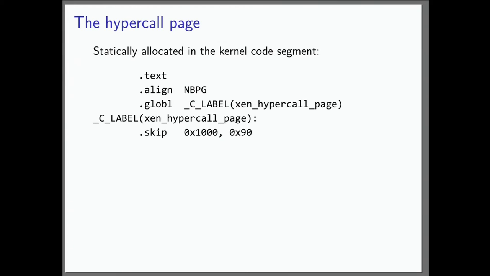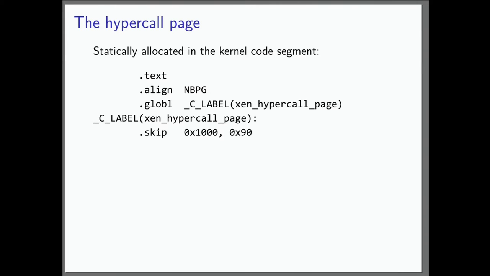Actually, I forgot to update this slide. We're filling it now with a CC instruction, which is an int3. In fact, when the hypervisor maps this page in, it also fills all the blanks with CC, which is a debugging interrupt. If you execute this instruction, you get to the DDB, essentially. That's how we handle it.